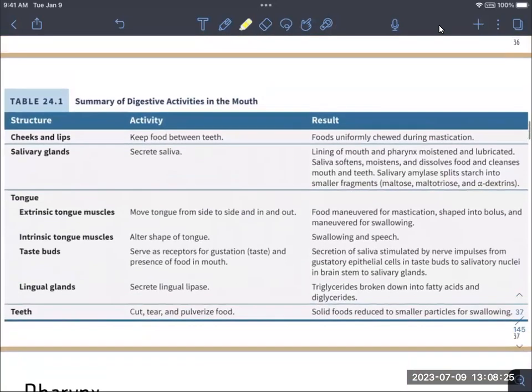So this is everything that we're going to find in the mouth. We have that lingual lipase that's going to break down triglycerides or fats. And then the other enzyme that we have is that salivary amylase that's going to break down starches. These are the two food products that start being broken down in the mouth.